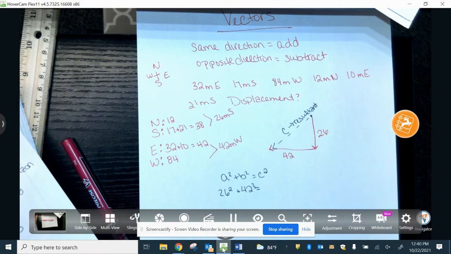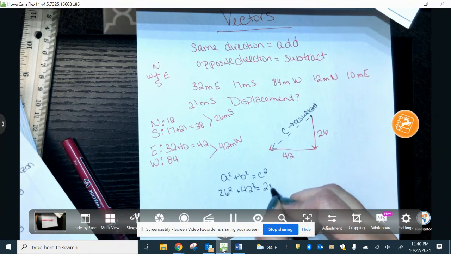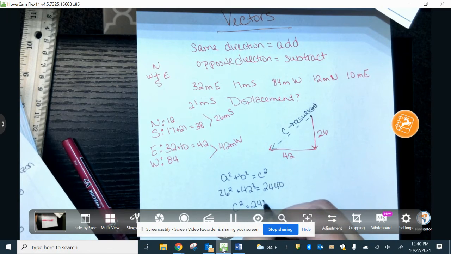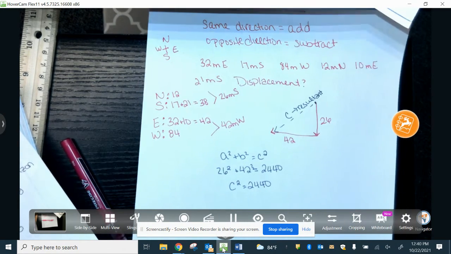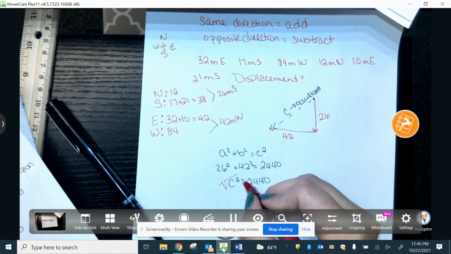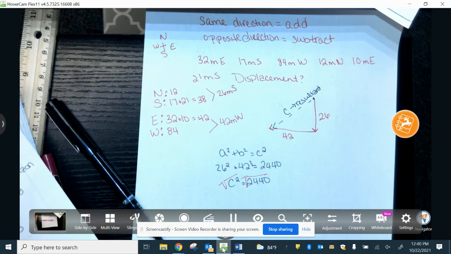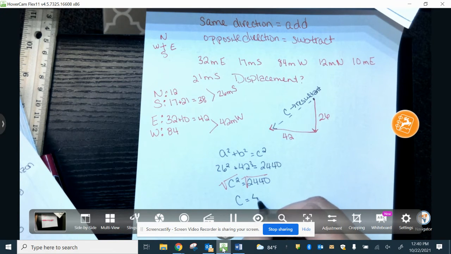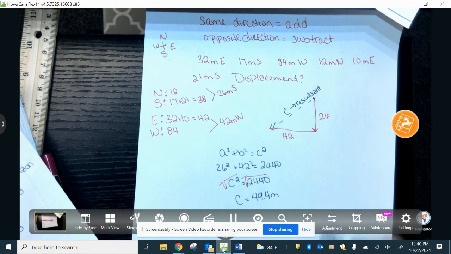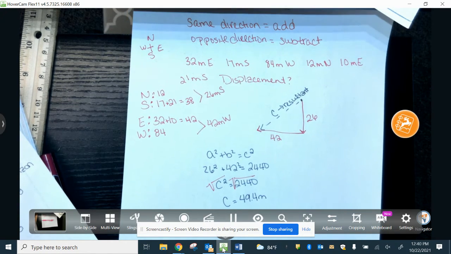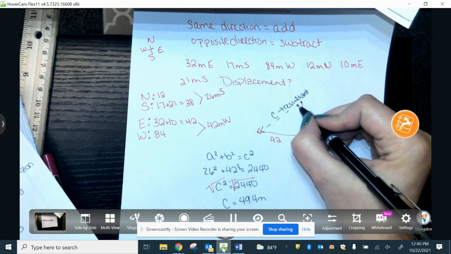equals 2440. That means that my c squared is equal to 2440. I'm not asking for c squared, I'm asking for c. So the way I solve for c is I'm going to square root both sides. I'm going to get 49.4 meters. That's the distance, but what about the direction? What about this angle?